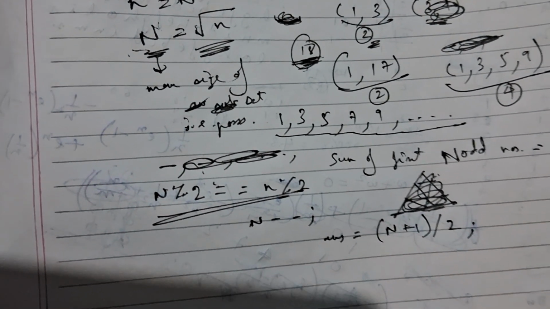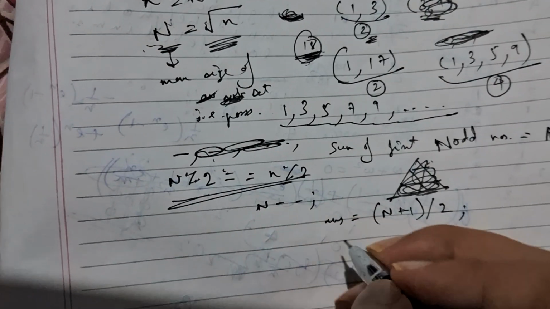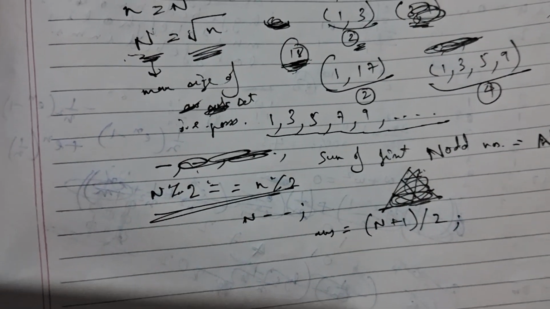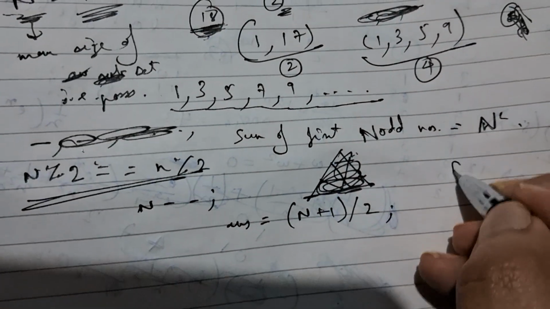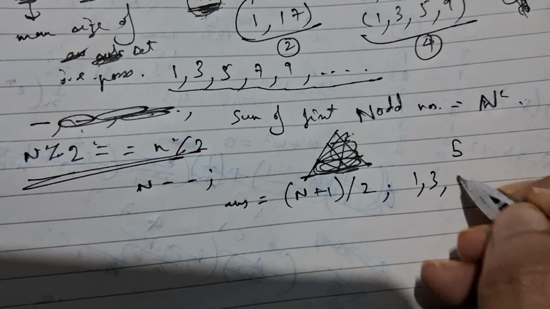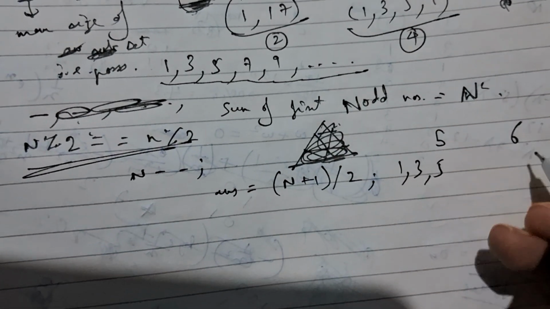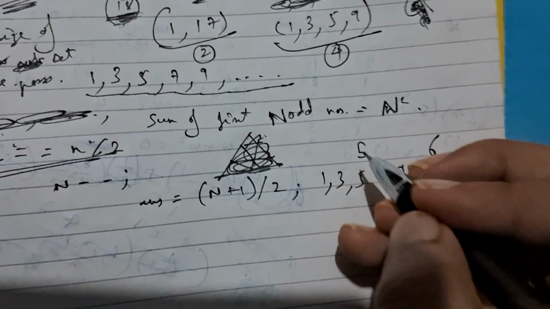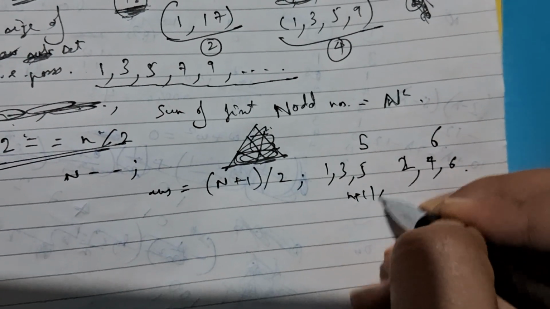Why is it (N plus 1) by 2? Because if we check, let's say the maximum size is 5, we can go with 1, 3 and 5. If the maximum size is 6, we can go with 2, 4 and 6. Similarly, what we can see is that the formula is basically (N plus 1) by 2.